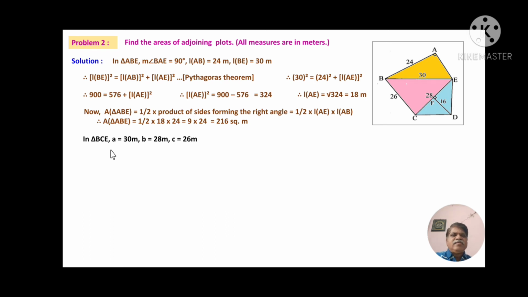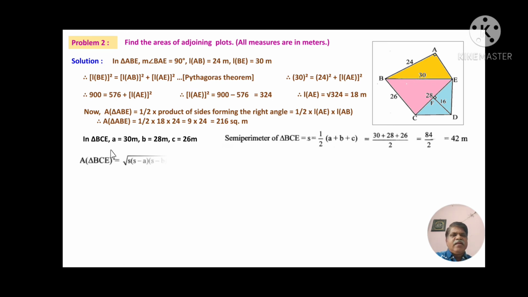Now, consider the next triangle BCE, which is shown with pink color. A is 30 meter, B is 28 meter and C is 26 meter. This is a scalene triangle. Semi-perimeter we have to calculate first. So, semi-perimeter of this triangle BCE is S is equal to half into A plus B plus C, which will be 30 plus 28 plus 26 upon 2, which will be 84 upon 2, that is 42 meter. S value is 42 meter.